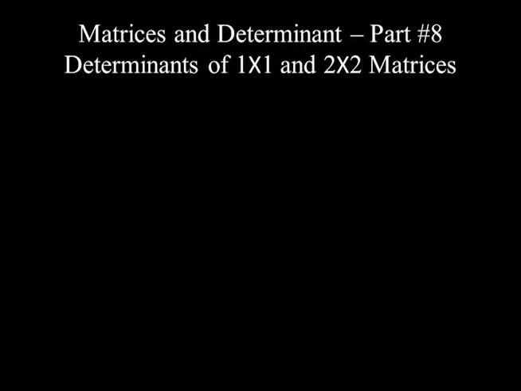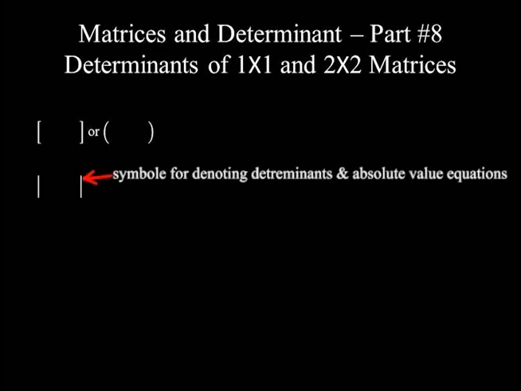In this part 8 of the series, we are gonna discuss determinants of 1 by 1 and 2 by 2 matrices. As we discussed in the previous sections, a matrix is denoted by either this square bracket or this round bracket, but the symbol we use for denoting determinants is these parallel vertical lines, which is also the symbol for denoting absolute value equations. How do we identify whether the symbol stands for a determinant or an absolute value? The answer is simple. If the entities inside those parallel vertical lines are a rectangular array of numbers, that symbol stands for determinant, otherwise it stands for absolute value.